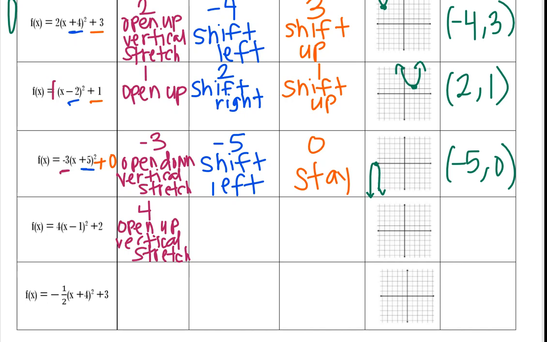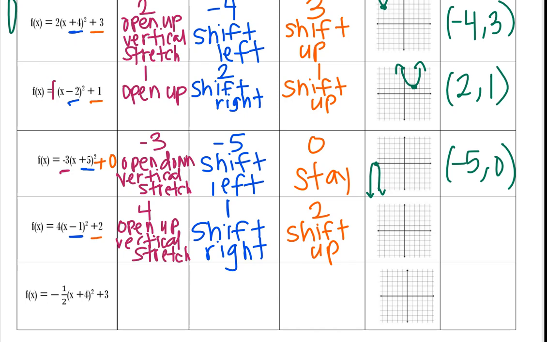The next thing is my h value inside the parentheses with x. Again, we think opposite. It looks like it's a negative 1, but really it's going to be a positive 1. Positive 1 is on the right, so we are going to shift to the right. And the last thing we're looking at is the k value outside the parentheses, which is a positive 2. Positive 2 is up, so I'm going to shift up.